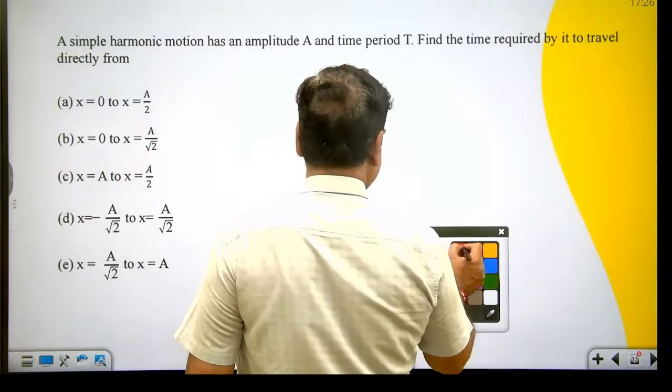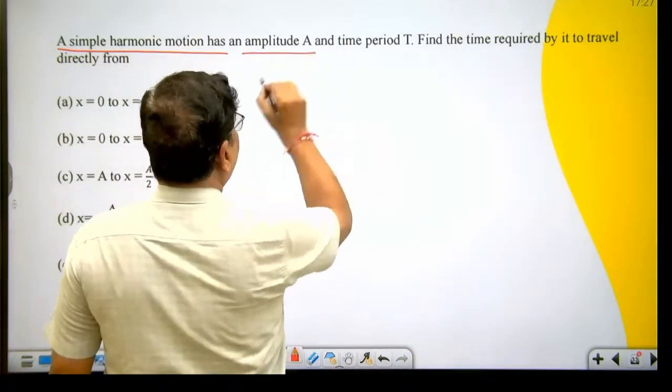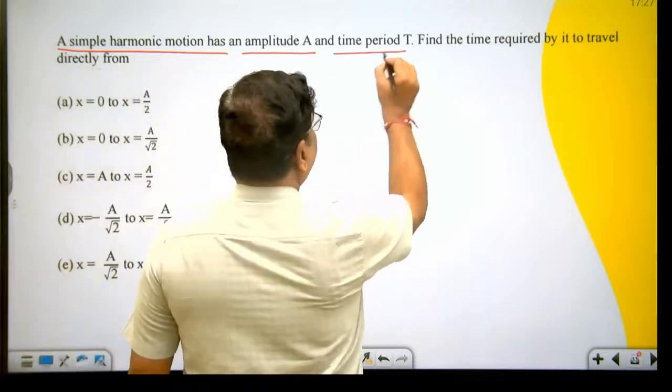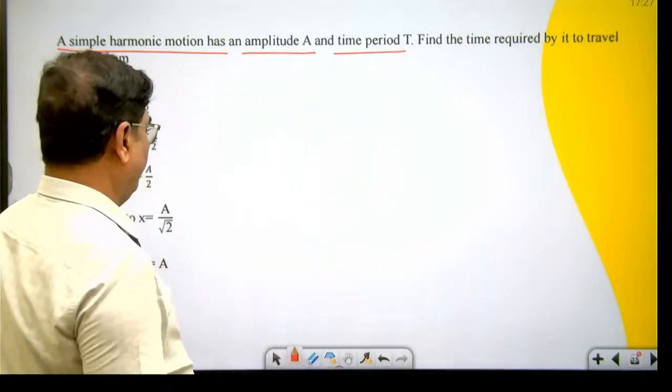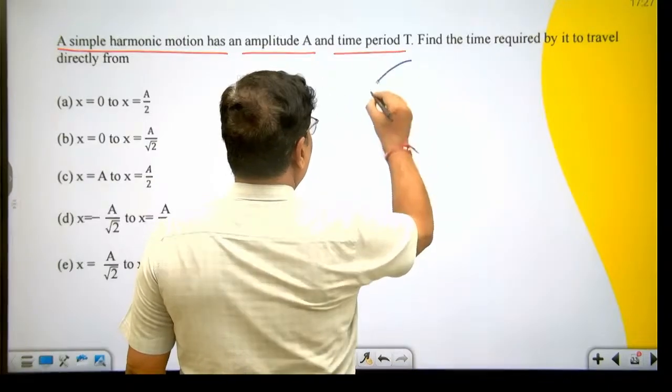So dear student, what is being asked? The particle is performing simple harmonic motion. Amplitude of the motion is A. Time period is T. Now, with the help of phasor analysis, we will solve all the sections very quickly. See here.